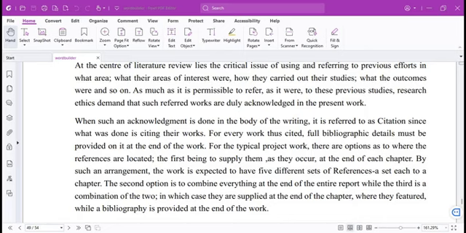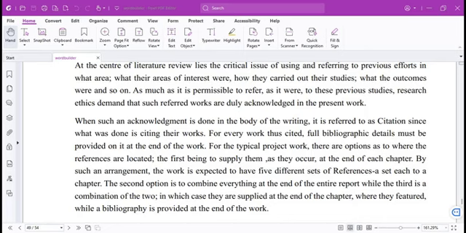For the typical project work, there are options as to where the references are located. The first is to supply them as they occur at the end of each chapter. By such an arrangement, the work is expected to have 5 different sets of references, one for each chapter. For the 5 chapters, you're going to have 5 different sets of references, a set to a chapter.